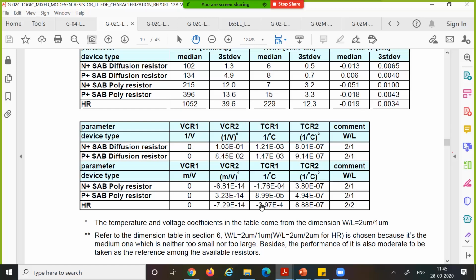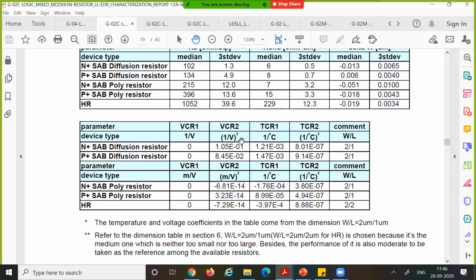If you want very good linearity, you obviously go and pick up the poly resistor. The coefficient is 1.05 E minus 1 for a diffusion resistor. It is E minus 14 for poly resistor and for HR resistor. So if you want your resistor to be linear across your voltage range, you obviously pick up a poly resistor or a HR resistor.